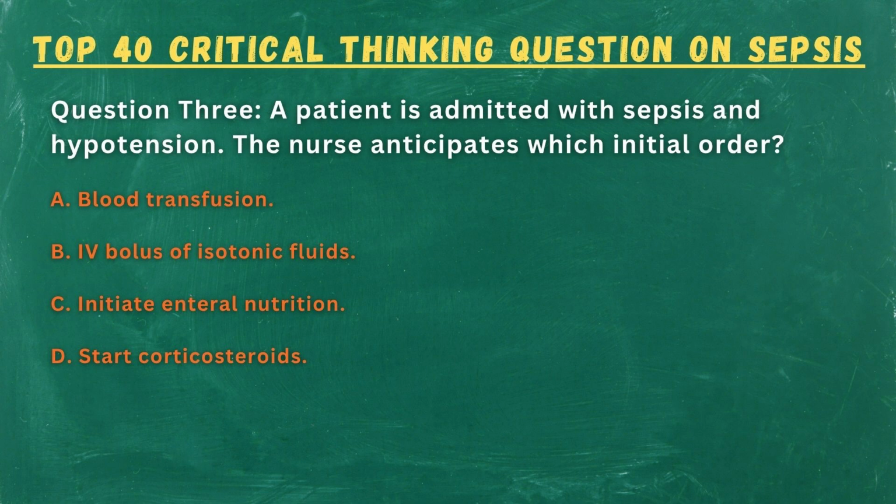Question 3. A patient is admitted with sepsis and hypotension. The nurse anticipates which initial order? A. Blood transfusion. B. Bolus of isotonic fluids. C. Initiate enteral nutrition. D. Start corticosteroids. Answer: B. Bolus of isotonic fluids.